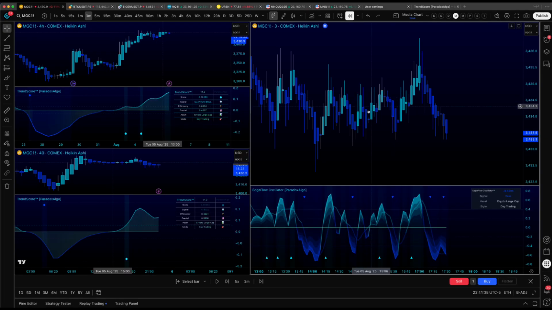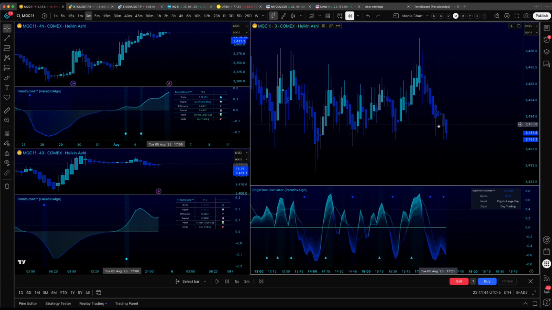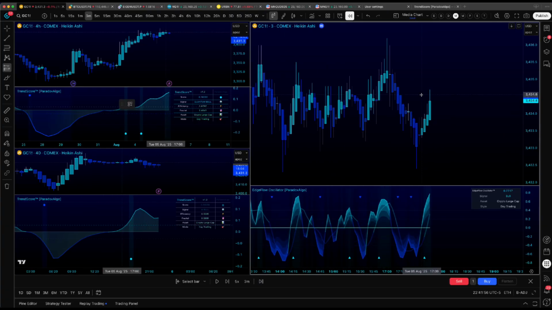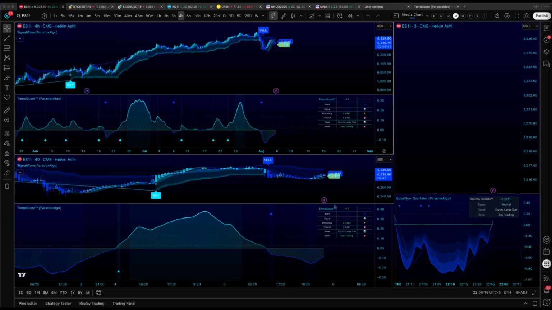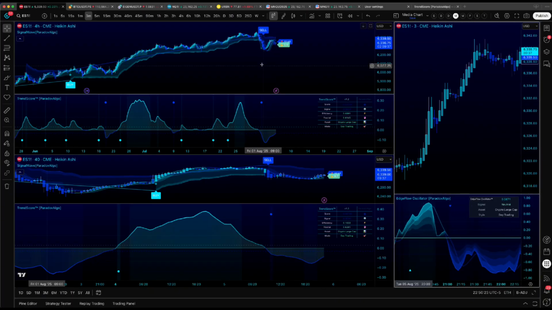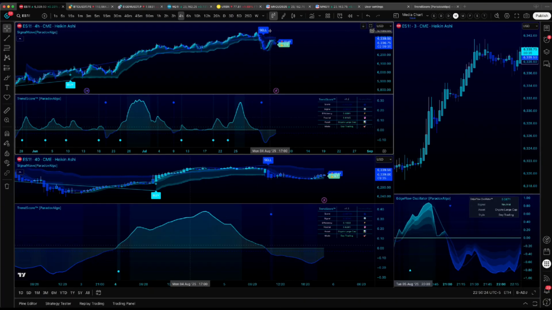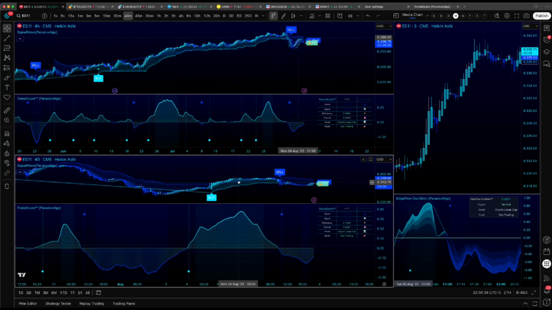Check out this setup from yesterday. 4-hour showing quantum bull, 40-minute confirming bullish structure, and 3-minute flipping bullish right here. When you get alignment across your chosen timeframes like this, the probability of success goes way up. Now here's where things get really powerful. Using TrendScore alongside signal wave for advanced trade filtering. Signal wave is designed for trend confirmation on higher time frames, giving you those buy and sell signals to confirm overall direction. But here's where it gets interesting.